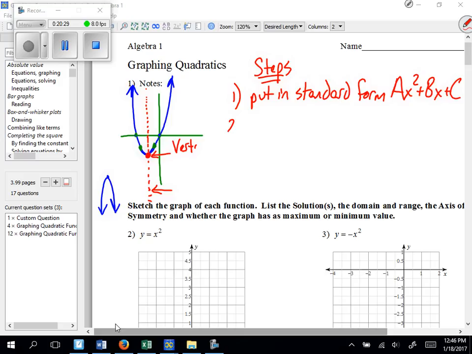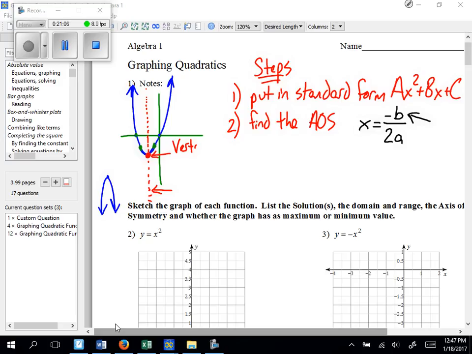For your second step, find the AOS, because I'm out of room, that's axis of symmetry. The equation for your axis of symmetry is x equals negative b over 2a. You have to know what your a, your b, and your c are in order to do this. Okay? When it says negative b, it's really just saying the opposite of b. So your equation is x equals the opposite of b over 2a.